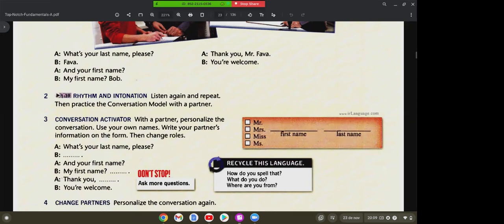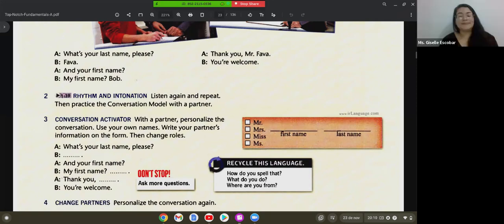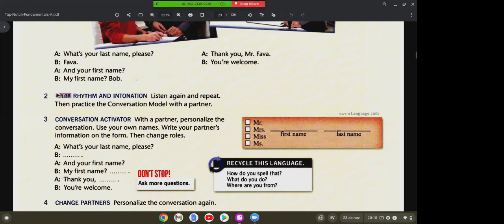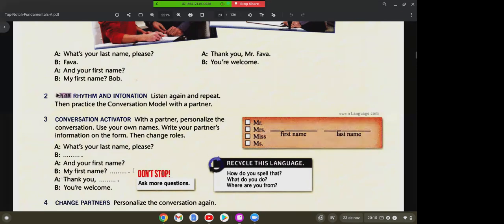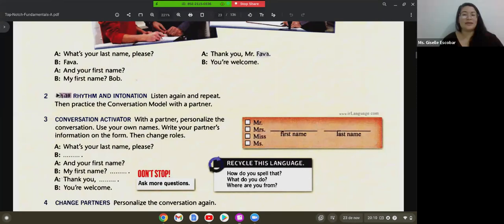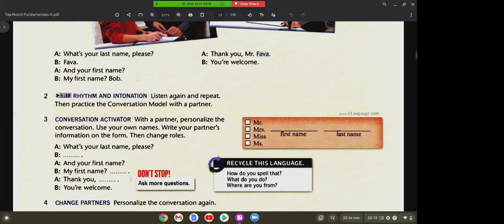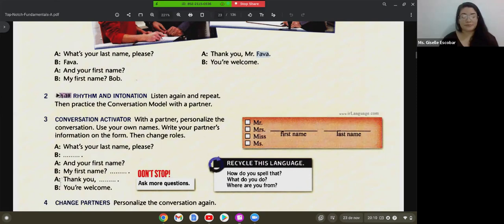What's your last name, please? Escobar. And your first name? Giselle. Oh, I'm sorry. My first name, Giselle. Thank you, Miss Giselle. Okay, Miss Escobar. Okay. You're welcome. Okay, perfect.